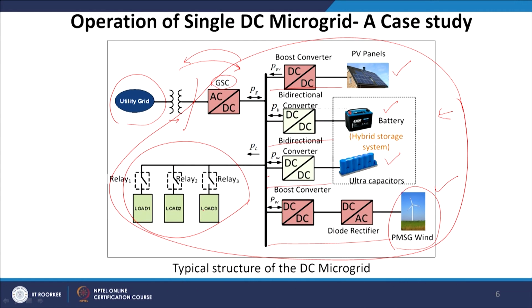So, majorly we have load as one of my components, as we have seen. Load 1, we have GSC converter 2, PV 3, battery as well as ultra capacitor as a hybrid energy system 4, and my wind 5. So, we will take one component at a time and slowly discuss their features.